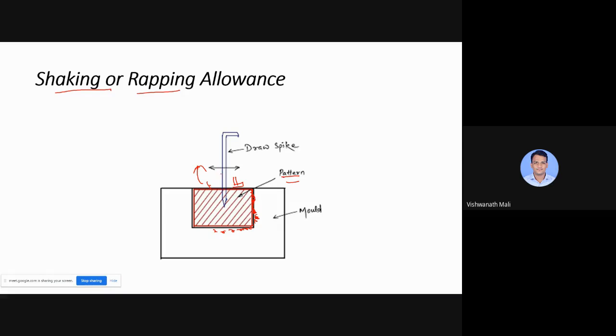So in this scenario, what happens? Our mold dimension increases due to the shaking of the pattern. So in the pattern, we need to give the shaking allowance by giving a negative dimension so that we get the proper dimension. Right? So this we have seen.